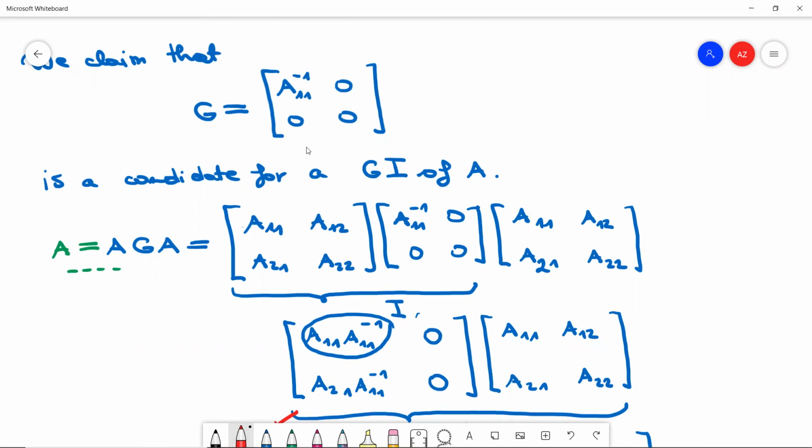So we just invert the left upper block and put zeros in the other blocks. And of course, those zeros are of appropriate dimensions. So recall that if A was an n times n matrix, then this G must be an m times n matrix. So if the inverse of A11 has R columns and R rows, that means that here we must have n minus r columns and m minus r rows. So those zeros are of appropriate dimension.